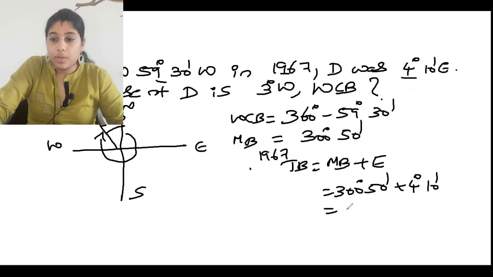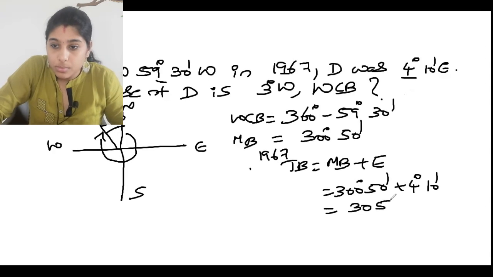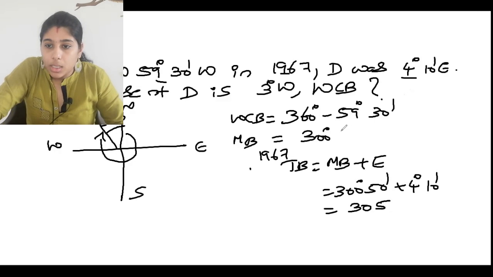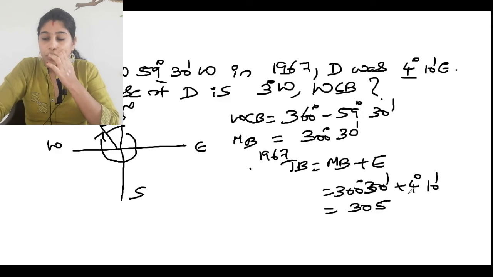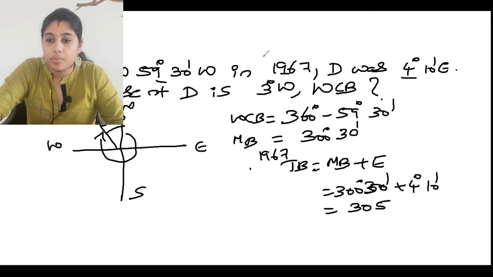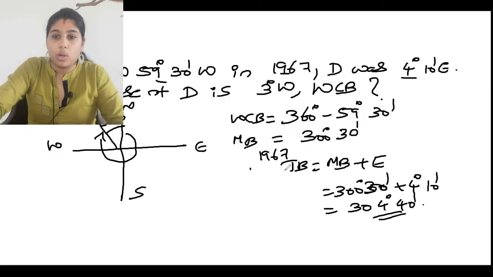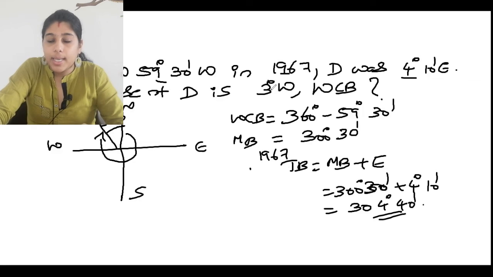That is, the total will be 304 degrees 60 minutes, which will be converted to 305 degrees. So 300 degrees 30 minutes plus 4 degrees 10 minutes will be 304 degrees 40 minutes. So we got the true bearing, and the present declination is 3 degrees west.